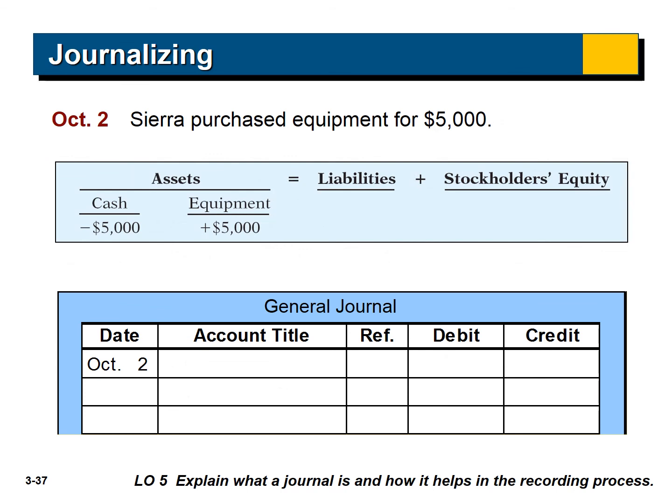And then they purchased equipment for $5,000. Well, cash is an asset that decreases. How do we decrease assets? With the credit. Equipment is an asset that increases. How do we increase assets? With the debit. So I'm going to debit. We always list the debits first, the increases first, or the debits left side first, and that's going to be equipment. And then we credit cash for 5,000, and then again debits and credits balance.